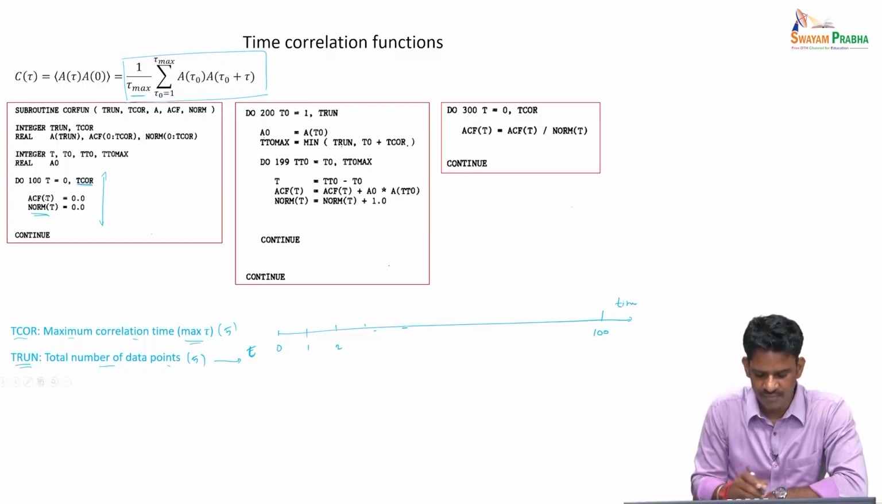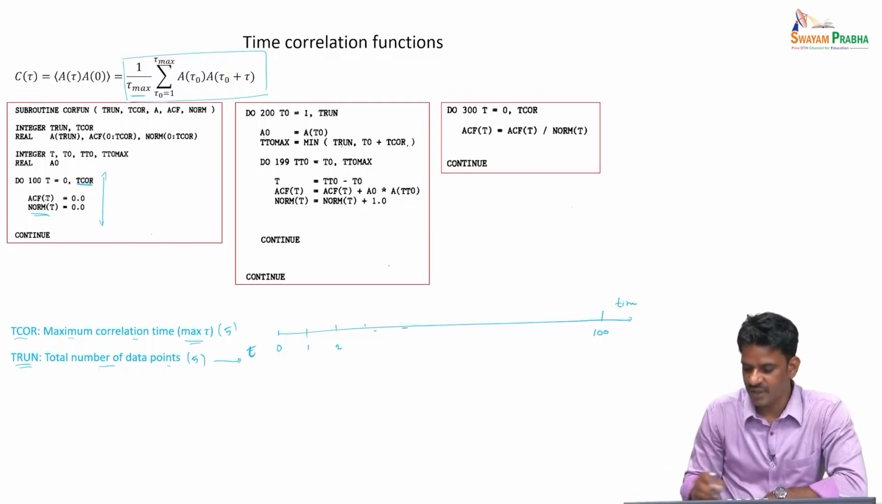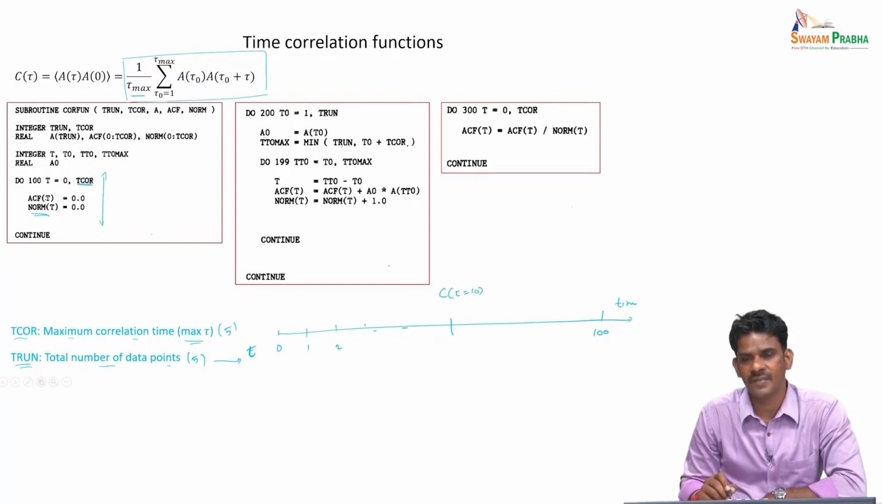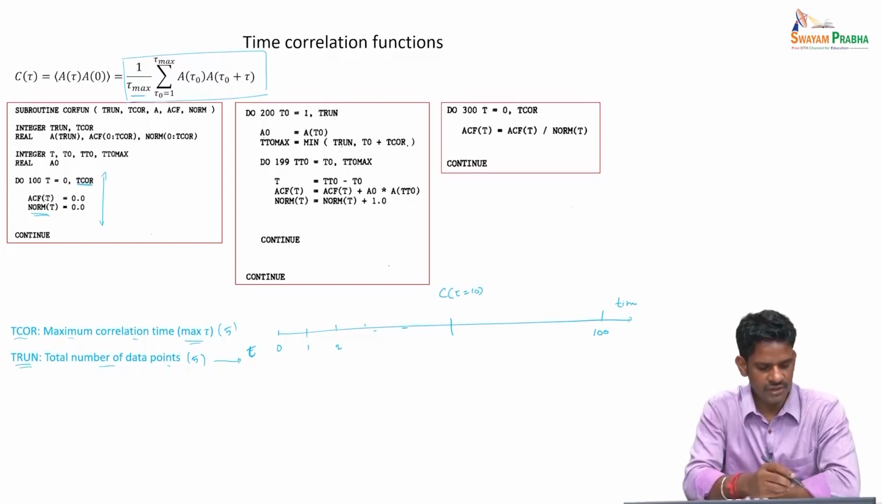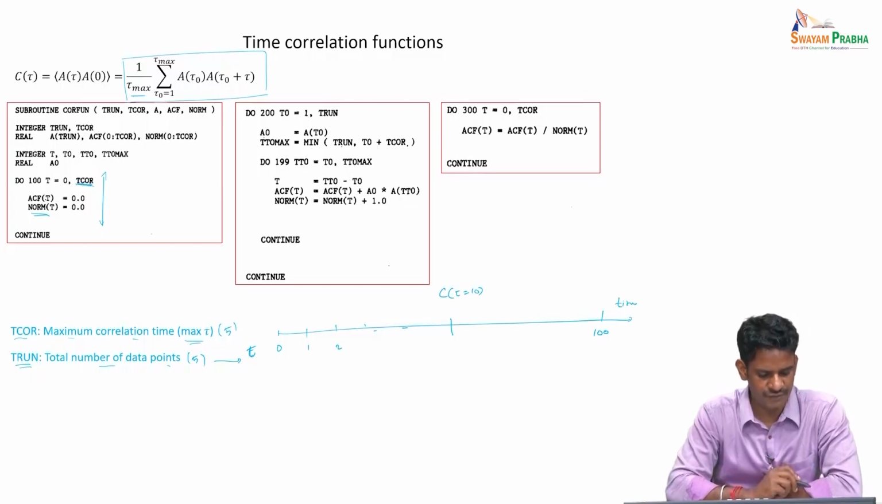But the correlation time need not be all the way to 100. You can say that I want to calculate correlation time only up to a maximum correlation time of 10. Okay, so this number tau max or tau core can be smaller than or equal to the total number of simulation steps. So that's the initialization that we do first.